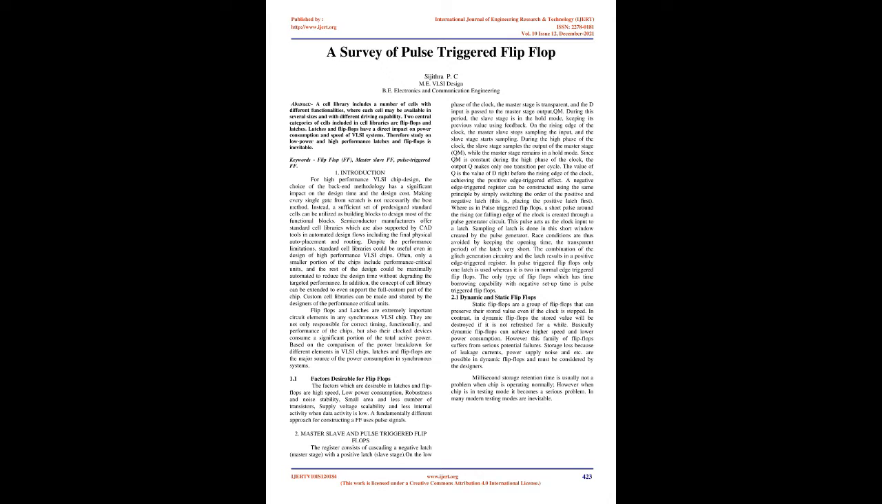Despite the performance limitations, standard cell libraries could be useful even in design of high-performance VLSI chips. Often, only a smaller portion of the chips include performance-critical units, and the rest of the design could be maximally automated to reduce the design time without degrading the targeted performance. In addition, the concept of cell library can be extended to even support the full custom part of the chip. Custom cell libraries can be made and shared by the designers of the performance-critical units.